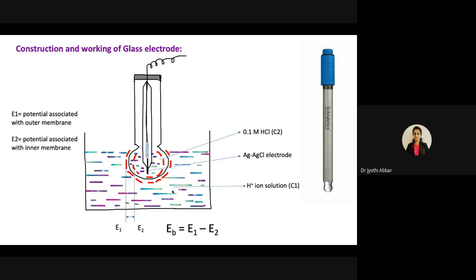During this condition, a potential is developed at the surface of the membrane. So what is that called? The potential that is developed, yeah, it's called the boundary potential.